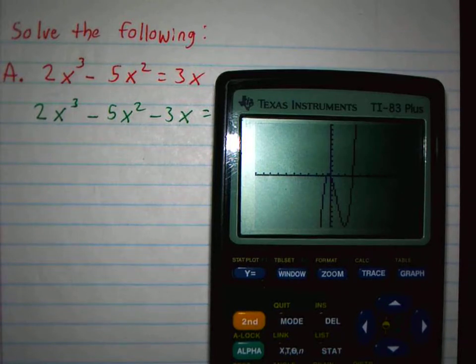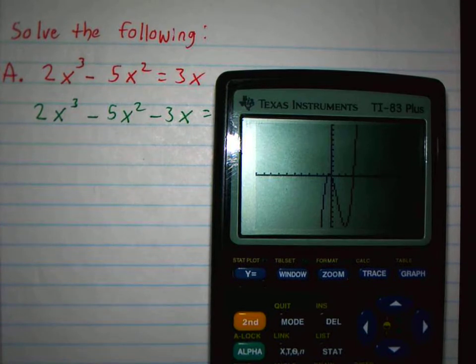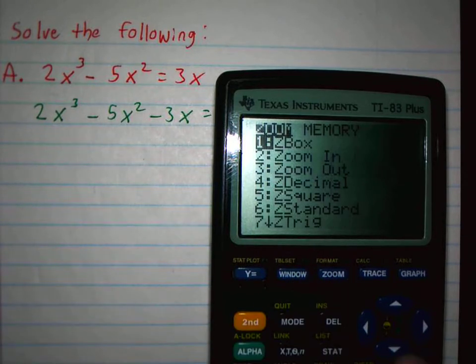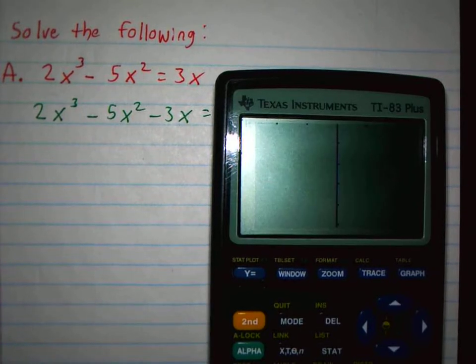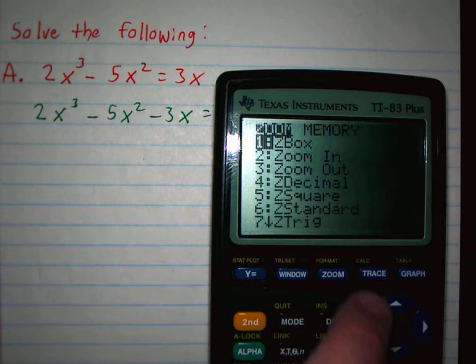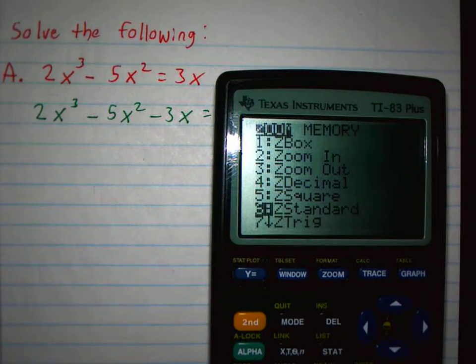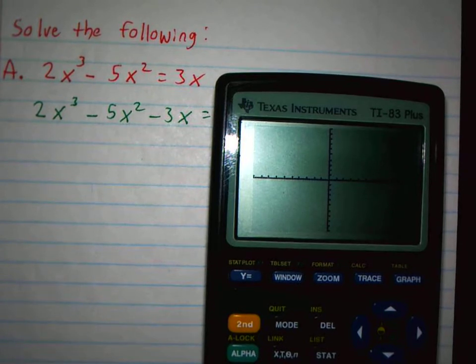Yeah, it's really hard to see, but it looks like it barely comes up, right? Do you guys remember how to zoom in so you can see it a little better? Yeah, we could try zoom in. I usually put the cursor right here and then hit enter. And I don't like how that looks. So I'm going to go back to zoom standard, which is how we had it originally.